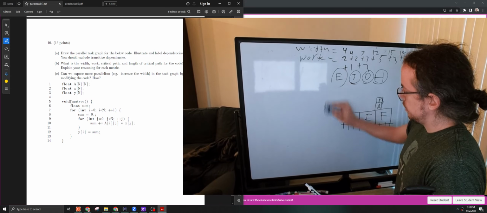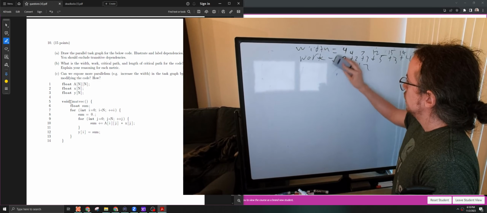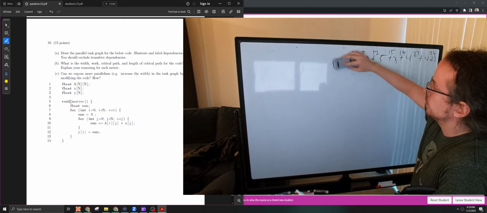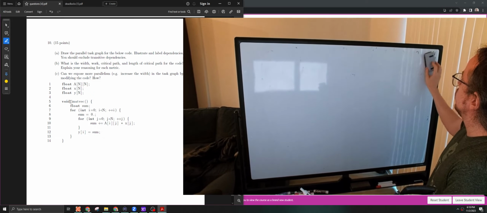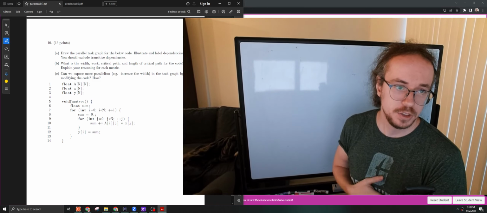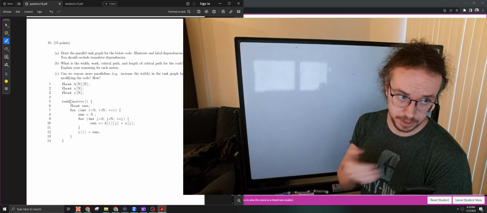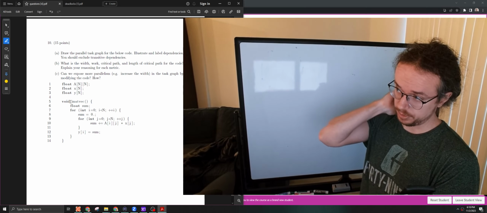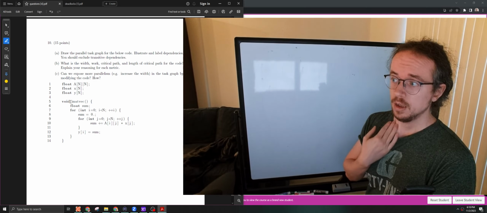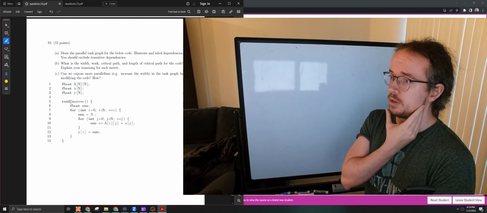Let's go ahead and move on and do the last one. So this last one is the more generic form of the task graph, the more real-world version of the task graph. It just asks us draw a PTG for the code below. Illustrate dependencies. You should exclude the transitive dependencies. And then answer the metric. So the first thing we have to do is draw the graph.